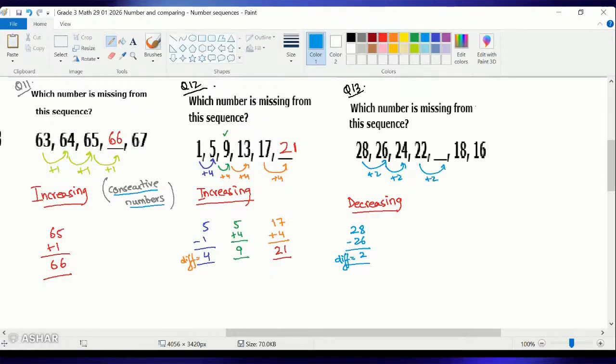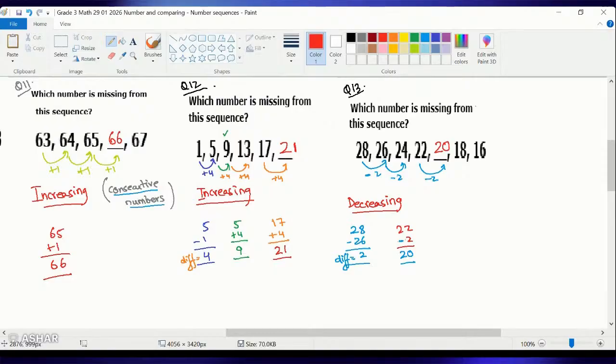So we know that 22 plus 2 would be, sorry, apologies. This is decreasing, my bad. Minus 2, sorry. Decreasing by minus 2. And that means 22 minus 2 would be 20, right? So we should have a 20 over here. This would be 20, right?